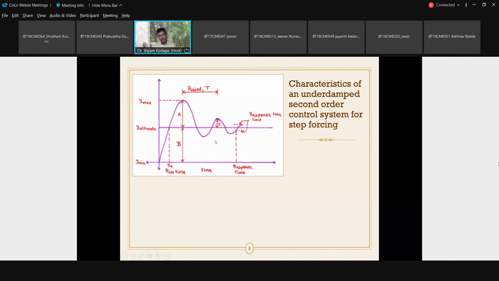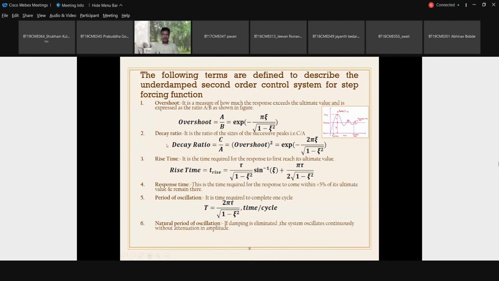Are you getting my point? You have to remember this diagram, because many times when you solve the paper or the numericals, this will help you solve the numerical. Fine. Now, what are the different characteristics?